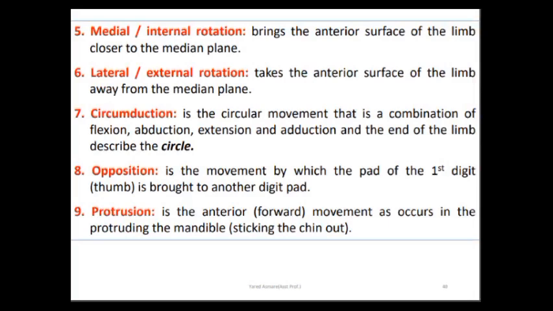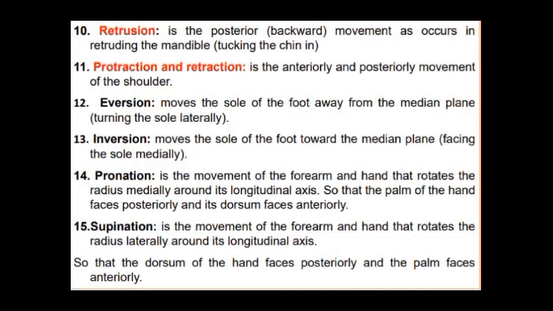G. Circumduction is the circular movement that is a combination of flexion, abduction, extension and adduction, and the end of the limb describes a circle. H. Opposition is the movement by which the pad of the first digit, the thumb, is brought to another digit pad. I. Protrusion is the anterior, forward, movement as occurs in protruding the mandible. J. Retrusion is the posterior, backward, movement as occurs in retruding the mandible. K. Protraction and retraction is the anterior and posterior movement of the shoulder.